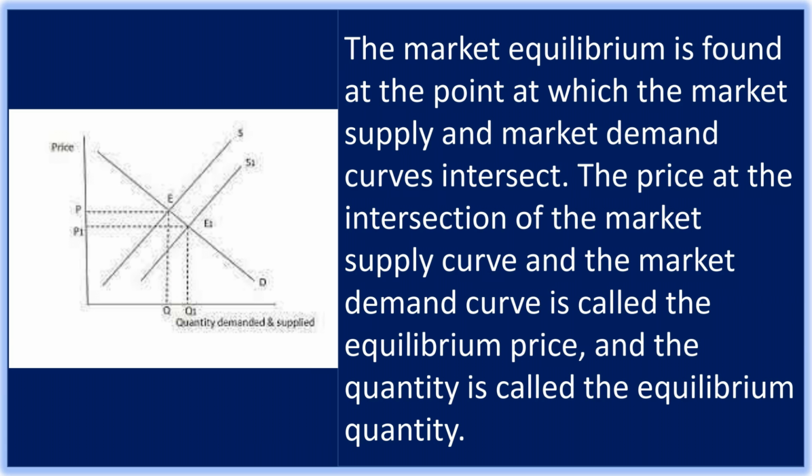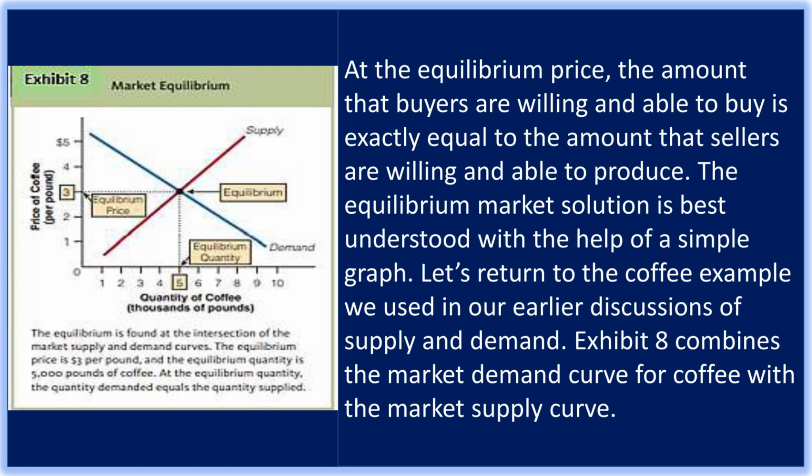Before we jump to its definition, we must first understand that the intersection of the market supply and market demand curves is where the market equilibrium is located. The equilibrium price is the price found at the intersection of the market supply curve and market demand curve. And the equilibrium quantity is the quantity found at the intersection of the market supply curve and market demand curve. At the equilibrium price, the amount that buyers are willing and able to buy is exactly equal to the amount that sellers are willing and able to produce.